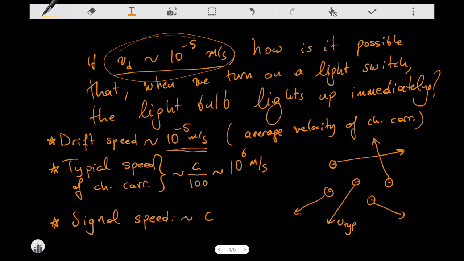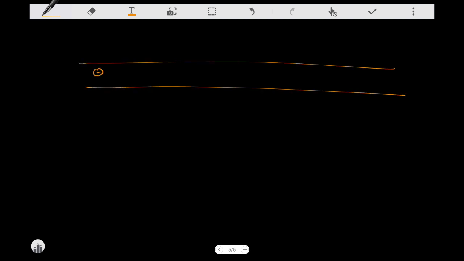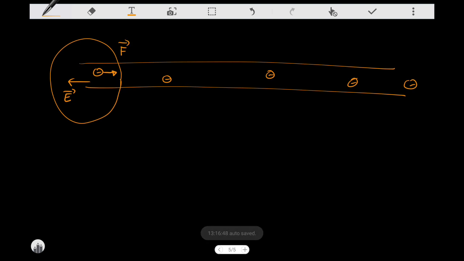Okay, what about the signal speed? What is it? I can explain it like this. Consider a long wire like that. This wire is filled with electrons everywhere. Suppose that you have made a change at this end by turning on the switch, for example. In that case, perhaps you have created an electric field in here, and as a result, this electron is pushed forward. There is a force applied on that electron, which pushes it in the forward direction. So this starts moving.